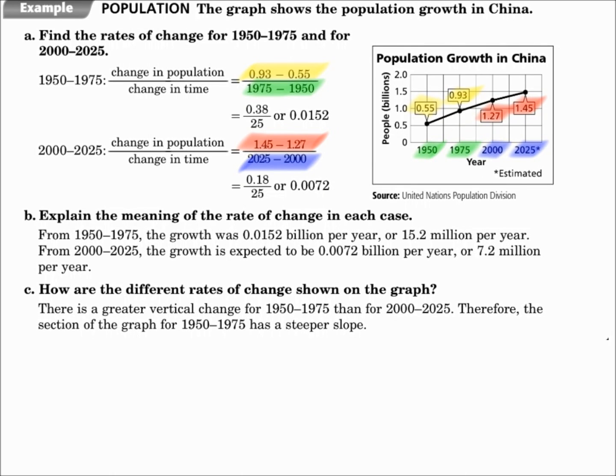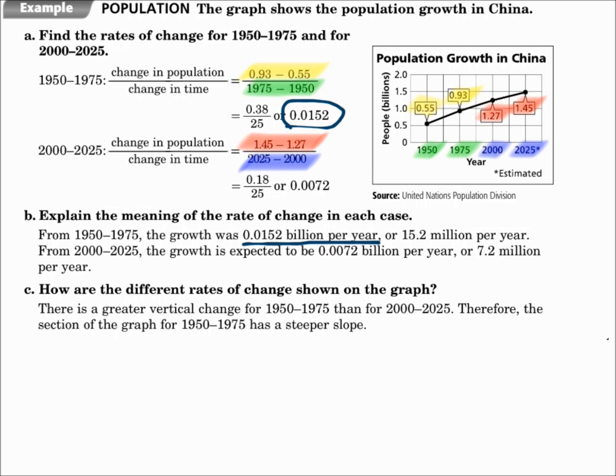B. Explain the meaning of these rates of change. Well, from 1950 to 1975, the ratio is 0.0152, and that's billions of people per year, which is about 15.2 million people per year. So during that time, the population increased by about 15.2 million people per year.